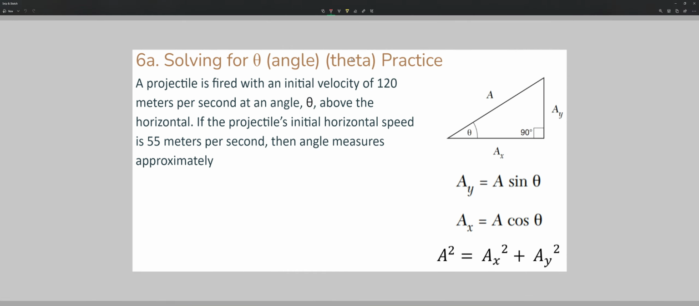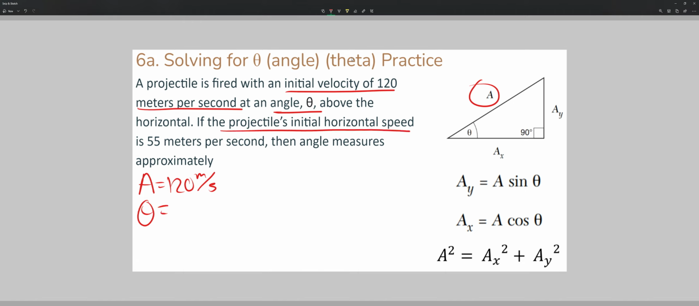A projectile is fired with an initial velocity of 120 meters per second, right? So you know A. You're launching with a velocity of 120 meters per second, your launch velocity, at a certain angle above the horizontal. So again, you don't really know the angle here. The question then goes on to say, if the projectile's initial horizontal speed is 55 meters per second, right, AX is 55 meters per second, then the angle measures approximately what?